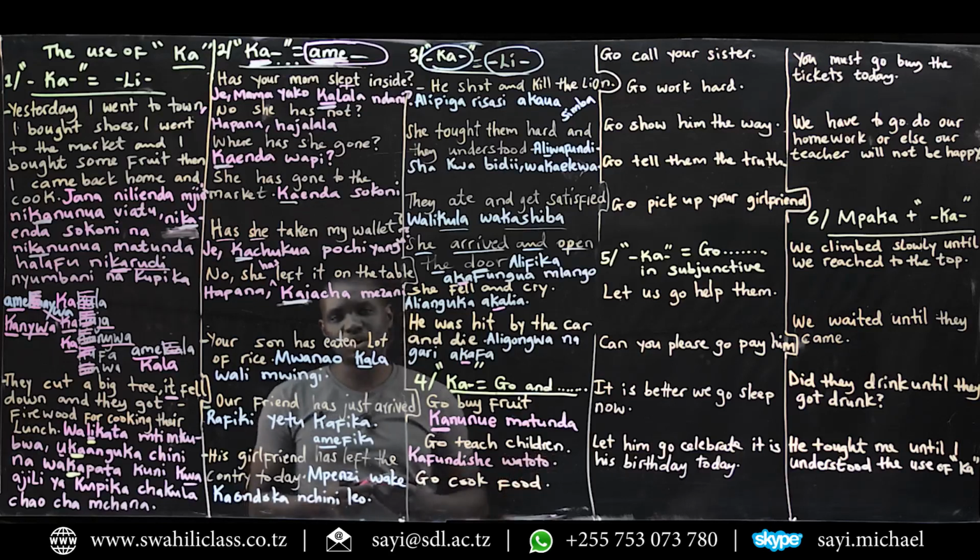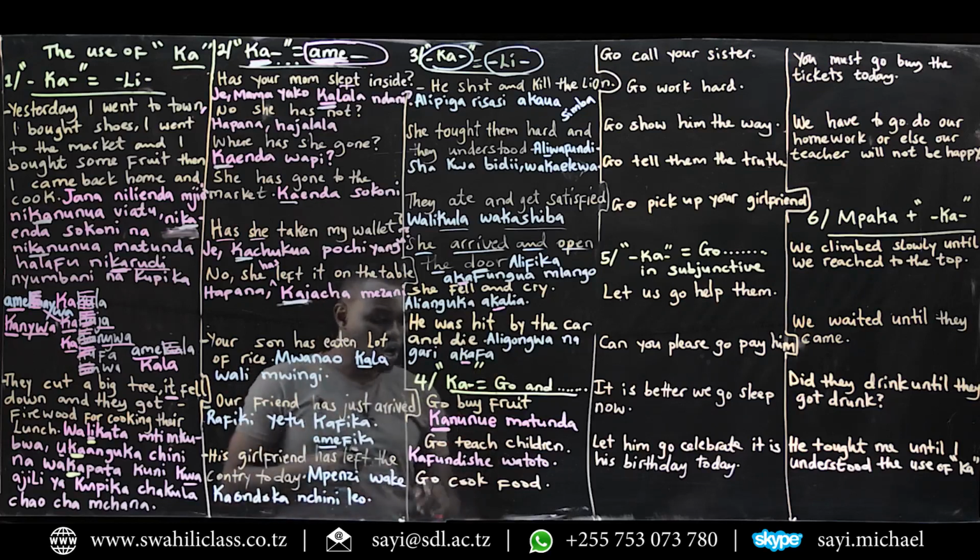I know those students say, no, sir, you are wrong. You need to put object infix there. Why do you put object infix there? You need to say, kawafundishe watoto. I know those students. I didn't put object infix in this sentence. You know why? Because these children are not very specific children. Like children, general. Go teach children. Go teach my children, I will put, because go teach those children, I needed to put the object infix. Kawafundishe watoto wale. Kawafundishe watoto wangu.